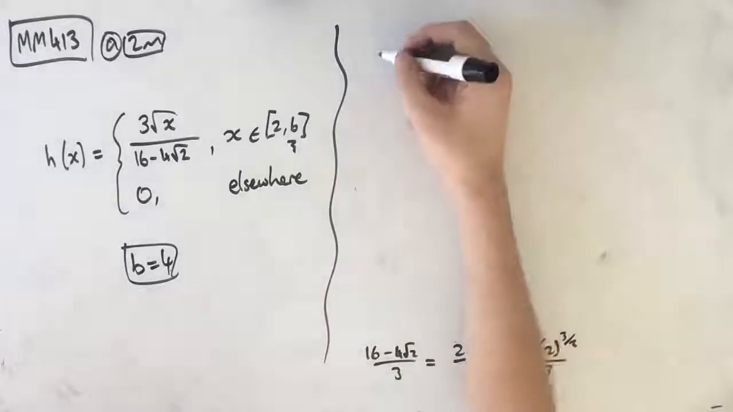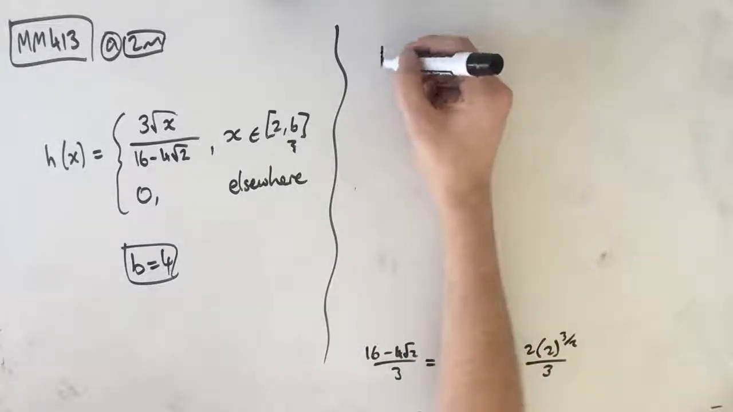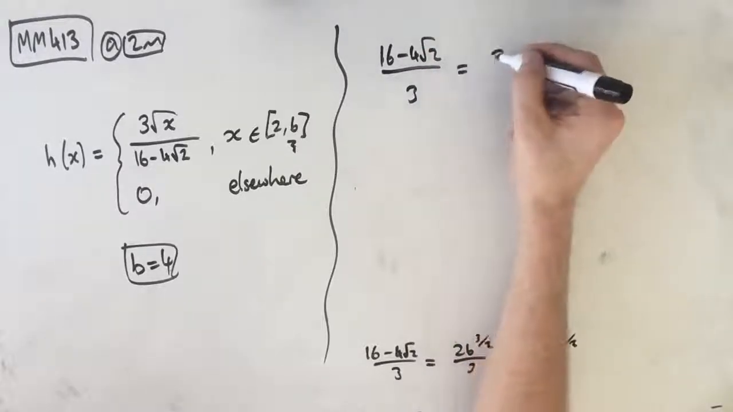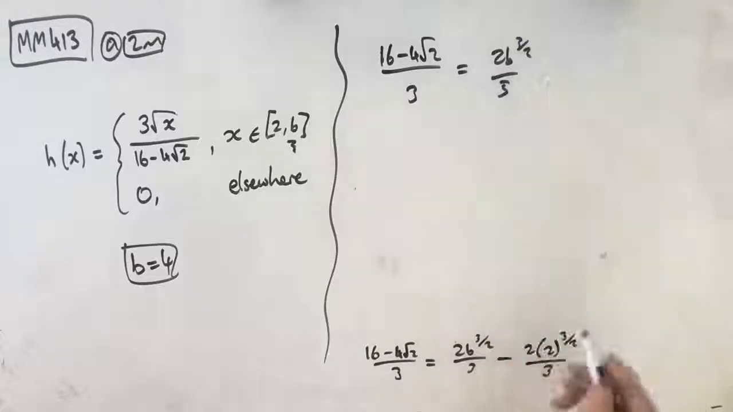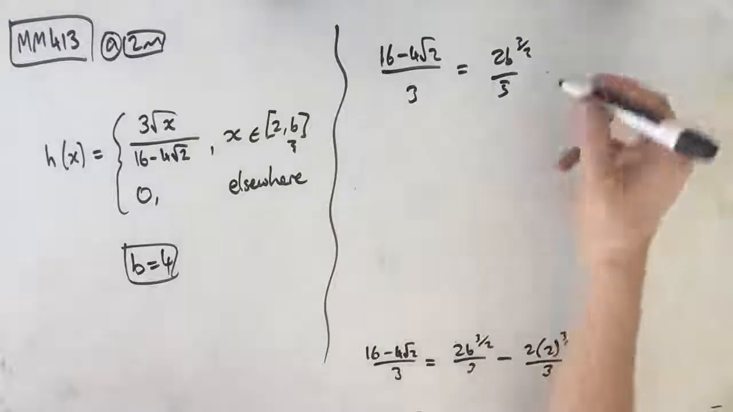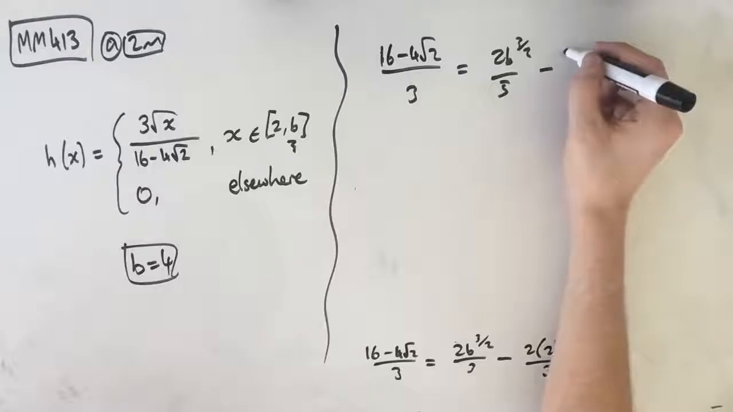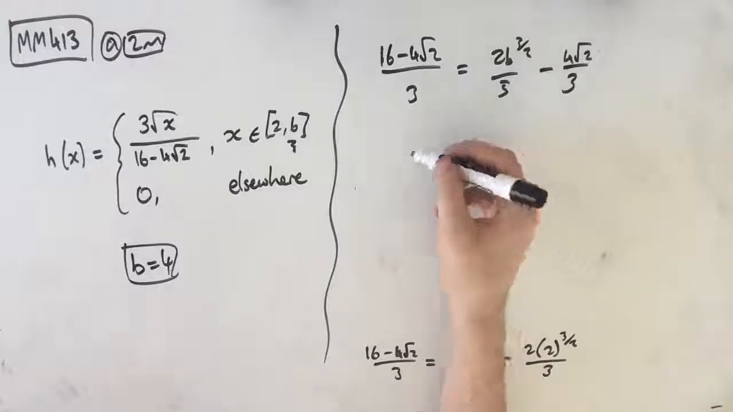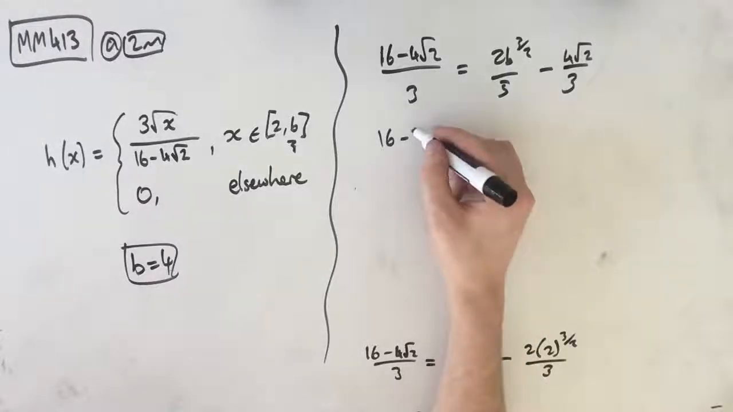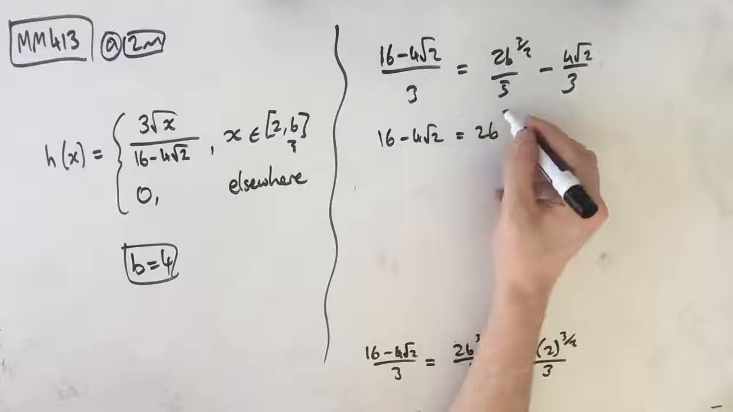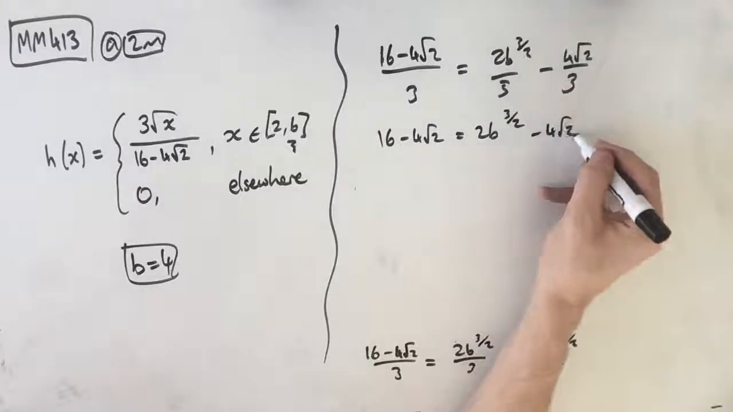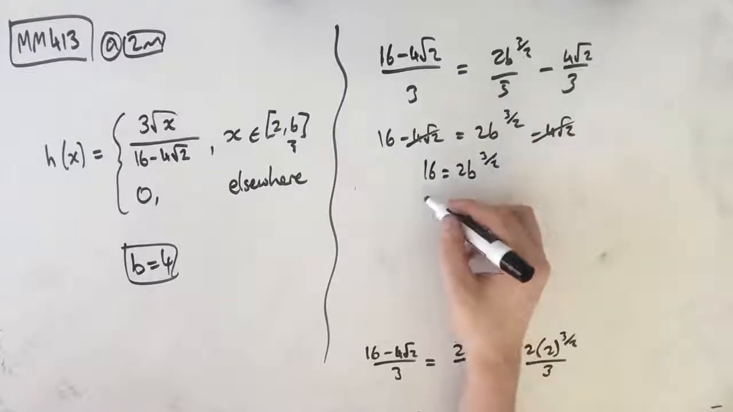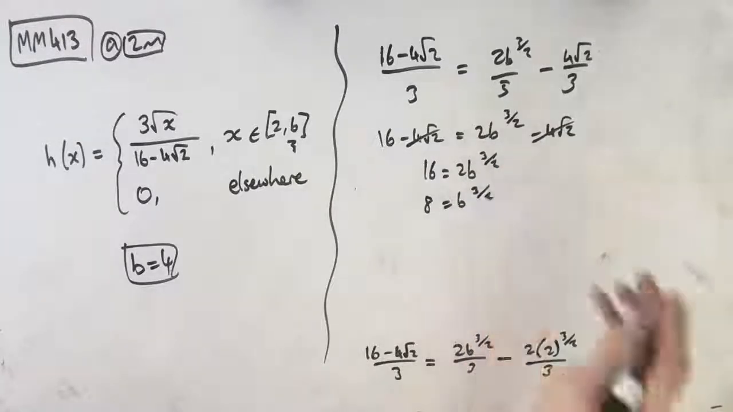What we get is 16 take 4 root 2 over 3 equals 2b to the 3 on 2 over 3, and then 2 to the power of 3 on 2 is 2 root 2, so we get minus 4 root 2 over 3. Multiplying both sides by 3, we get 16 take 4 root 2 equals 2b to the 3 on 2 take 4 root 2. Now these 4 root 2's can cancel, so we get 16 equals 2b to the 3 on 2. Dividing both sides by 2, we get 8 equals b to the 3 on 2.